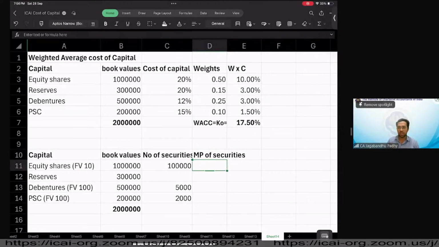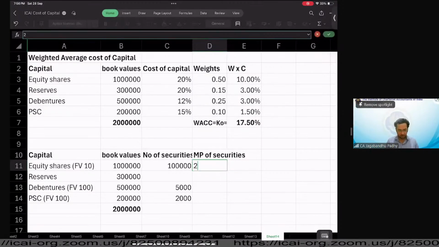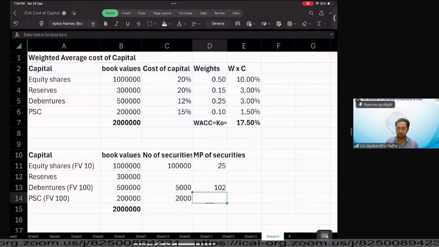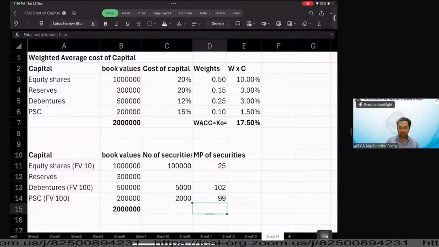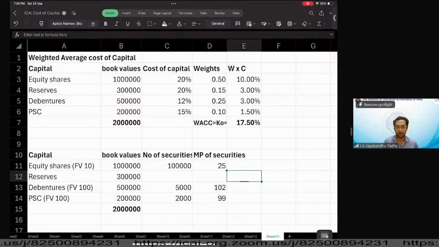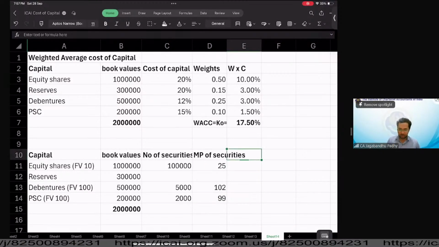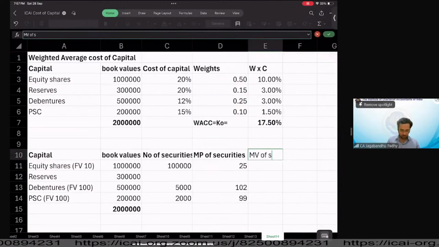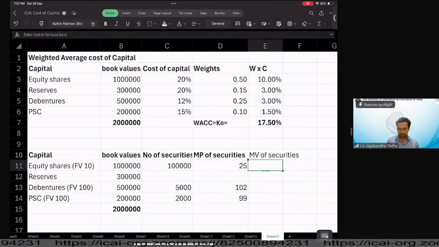Let's say each of the shares is being traded in the market at a price of 25 per share. Debentures are trading at a price of 102. Preference shares are trading at a price of 99. Can you tell me what is the market value of securities?